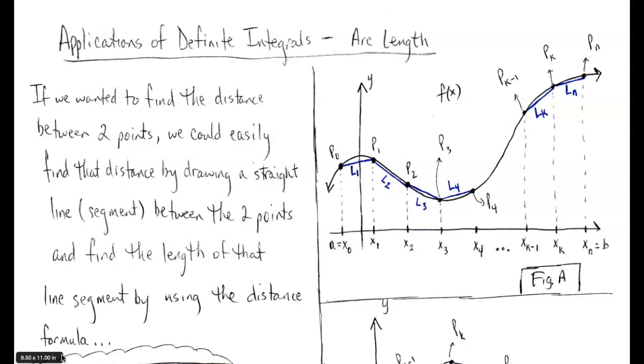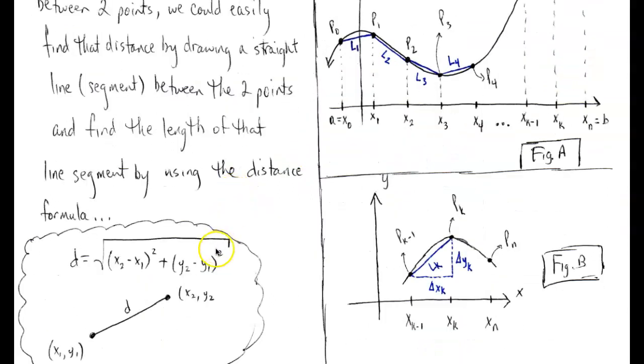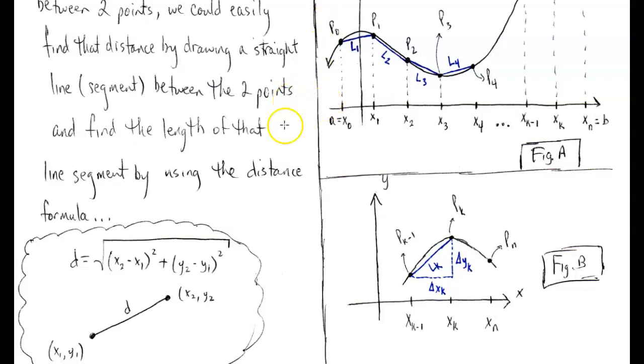Now, the first thing that we're going to do is take some time to see how we actually get this formula, and I'll show you what the formula is, and then we'll apply it to a few examples. Now, if we just wanted to find the distance between 2 points, we could easily do that by using the distance formula here. Of course, most of us already know how to do that.